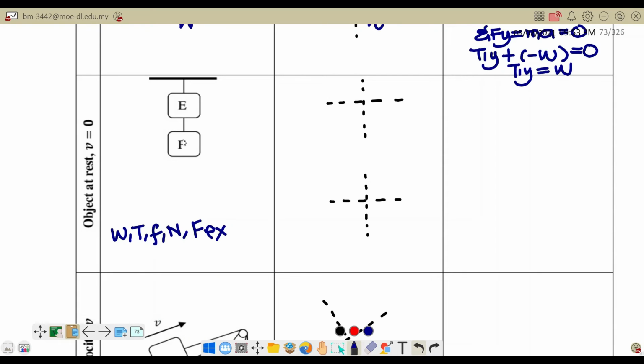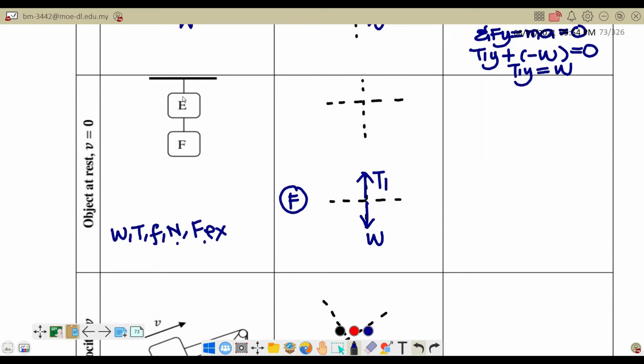For F first, we have mg. Yes, we have tension, let's say T1. We don't have friction, we don't have normal because there is no contact surface, and we don't have an external force. So this is for F.